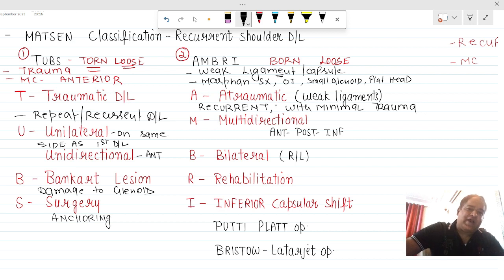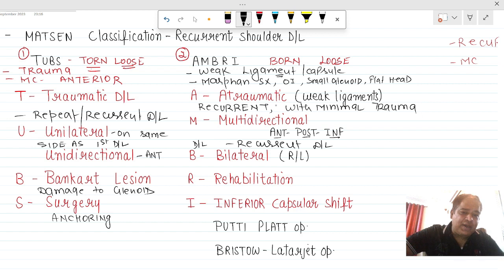Now let's say I'm your patient who is having weak ligaments, weak capsule, right? So capsule will be weak anteriorly, posteriorly, inferiorly. So here the dislocation and recurrent dislocation will be multidirectional. It can occur in any direction, anterior, posterior, or inferior. It can occur on either side. If I'm your patient having weak ligaments, ligaments will be weak on the right side as well as on the left side. So here the treatment would be rehabilitation.